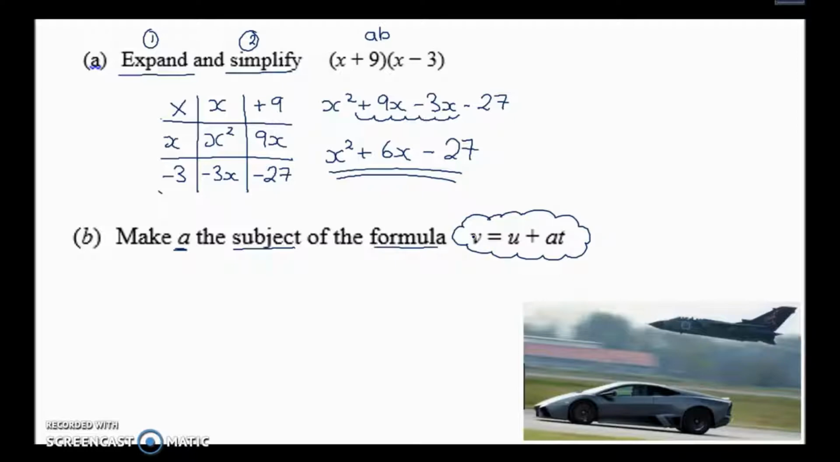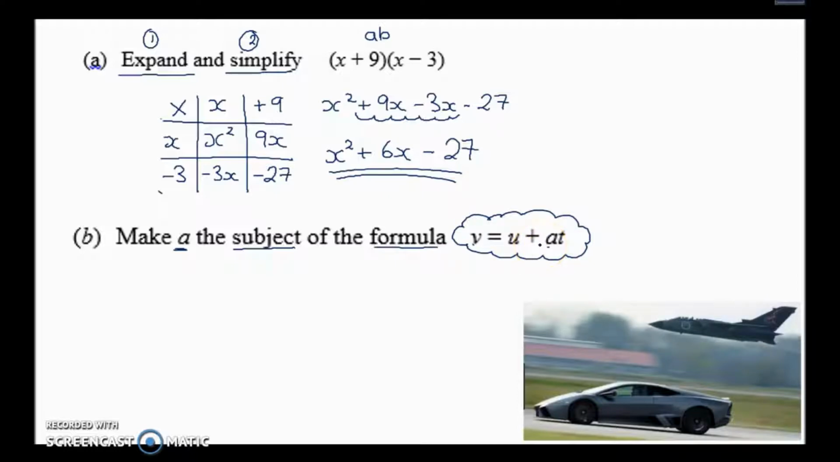And it says make A the subject. If you are the subject of a conversation, then the conversation is about you. You're the main thing. So if we look at the formula, who is the formula about? Who's the main person in the formula at the moment? Well, V, the formula is all about V. It's V equals this. We don't want V to be the subject of our formula. We want to make A the star of the show, the star of the conversation. So we need to get A equals.